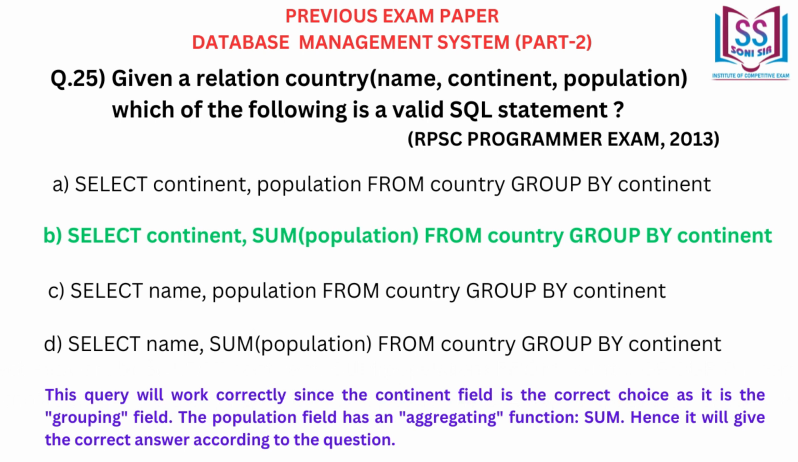This query will work correctly since the continent field is the correct choice as it is the grouping field. The population field has an aggregating function sum. Hence it will give the correct answer according to the question.